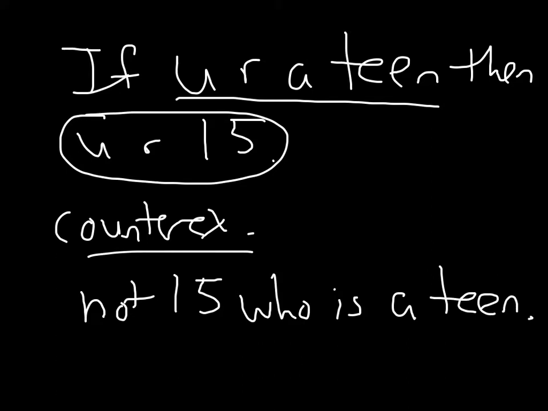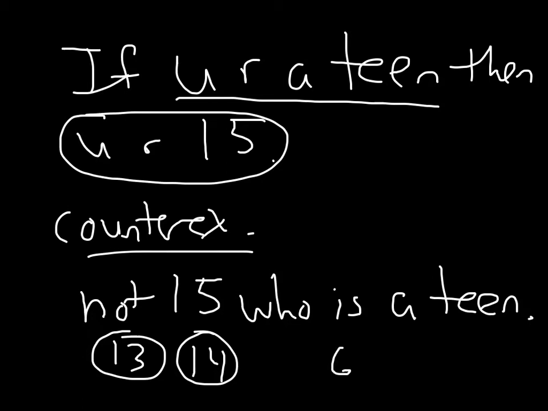So can I think of someone who's not 15 who is a teen? And I can, of course. A 13-year-old is not 15, yet they are still a teen. A 14-year-old would work. Any teen not 15 would work. So any of these would be counterexamples. Something that would not work would be, for example, a 60-year-old. Even though a 60-year-old is not 15, of course they are not a teen. So 60 is not going to work for a counterexample.